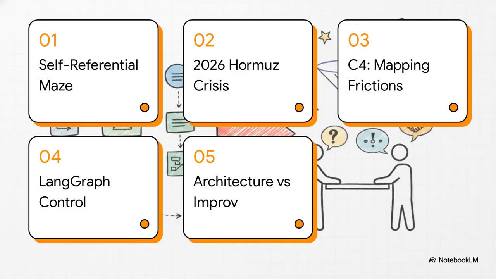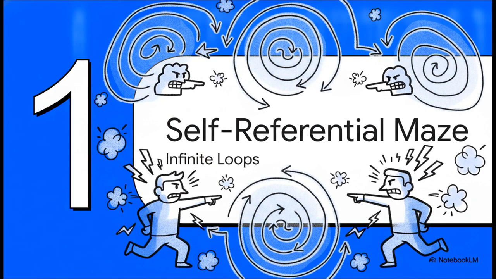Here is our roadmap for the explainer today. We'll start with the self-referential maze, then move on to the 2026 Hormuz crisis, map the frictions using C4, dive into controlling the chaos with Landgraph, and finally, look at architecture over improvisation. Let's get into it. Starting with Section 1, the self-referential maze.